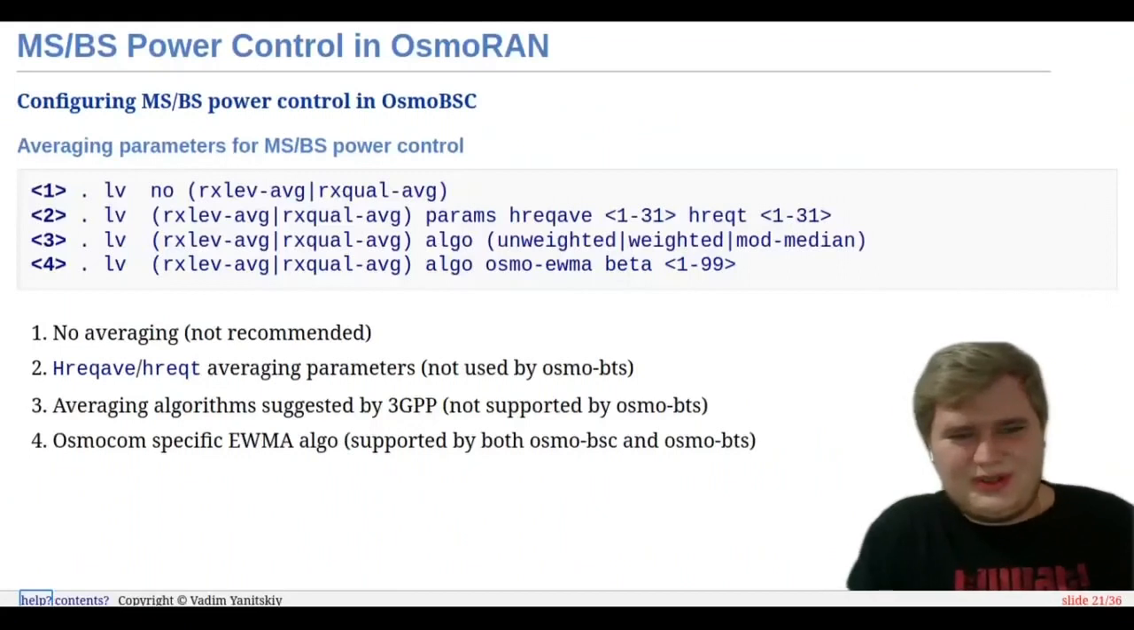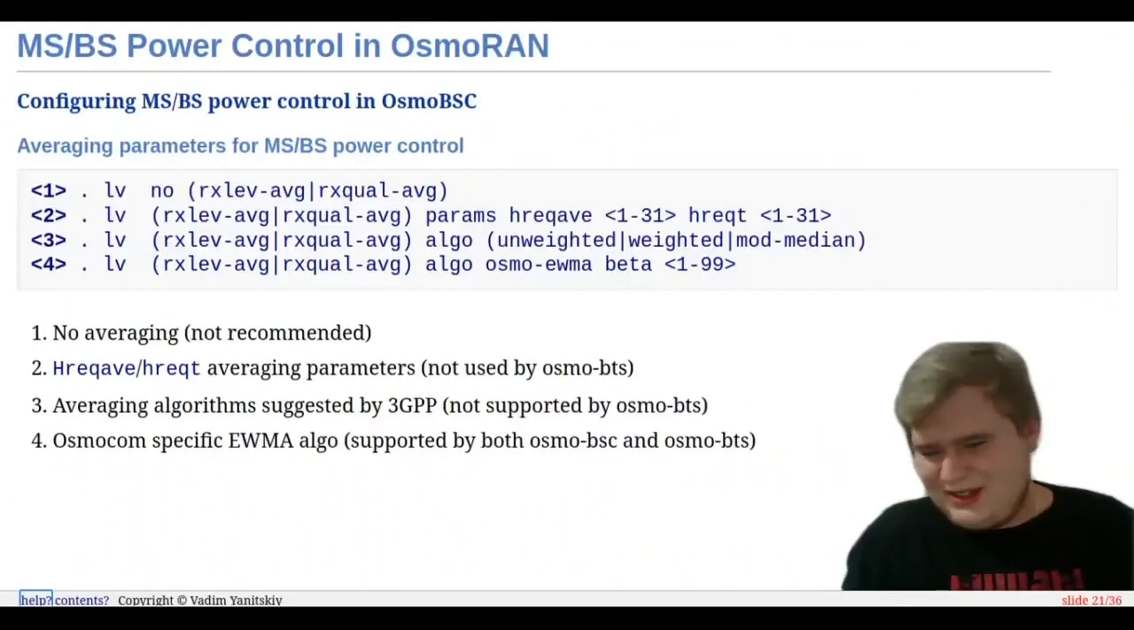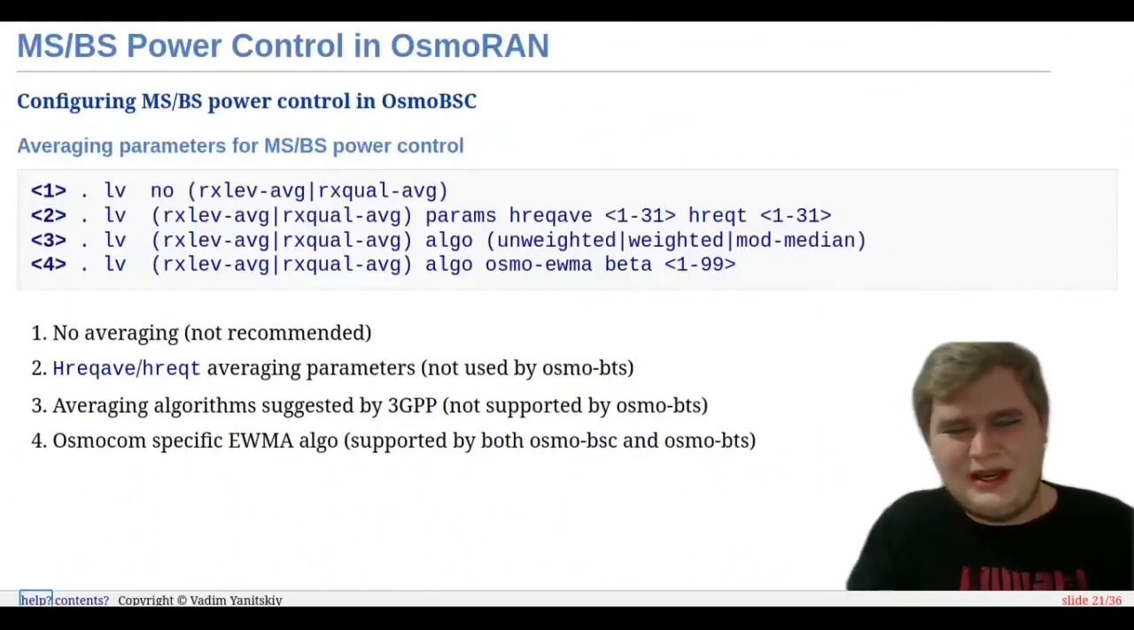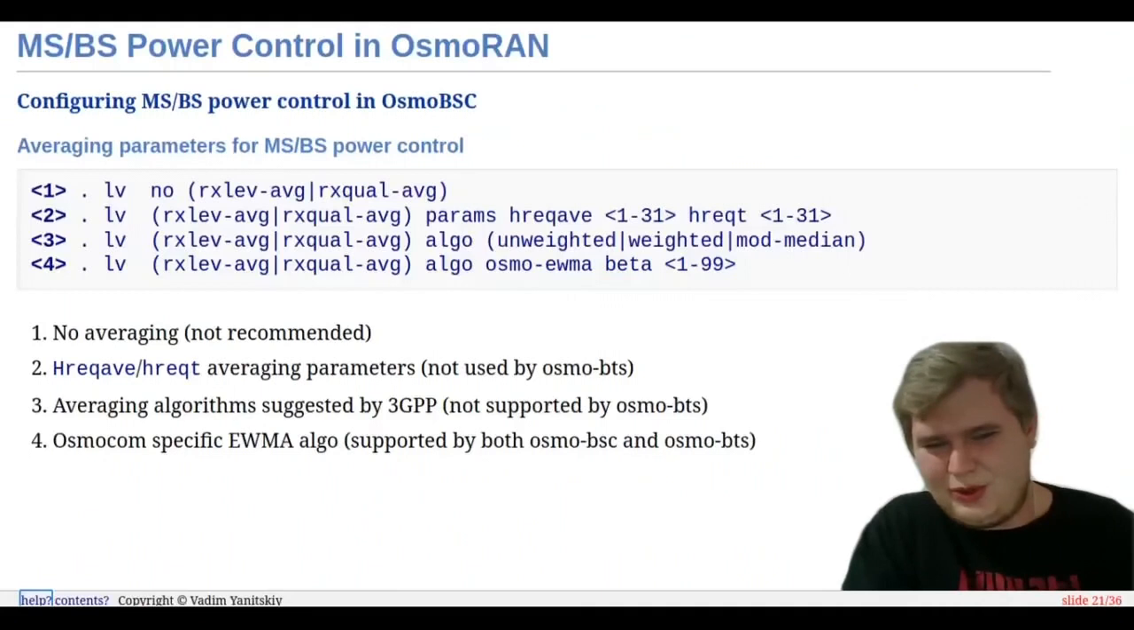So you can also disable averaging completely. That's not recommended, maybe only for testing, that's what we do in our TTCN3 tests, but definitely not recommended for production use. 3GPP also defines 2 parameters related to the measurement, to the averaging window. That's number 2 in this case, HREQV and HREQT. They are not used by OsmoBTS at the moment, unfortunately. That's ideas for potential improvements.